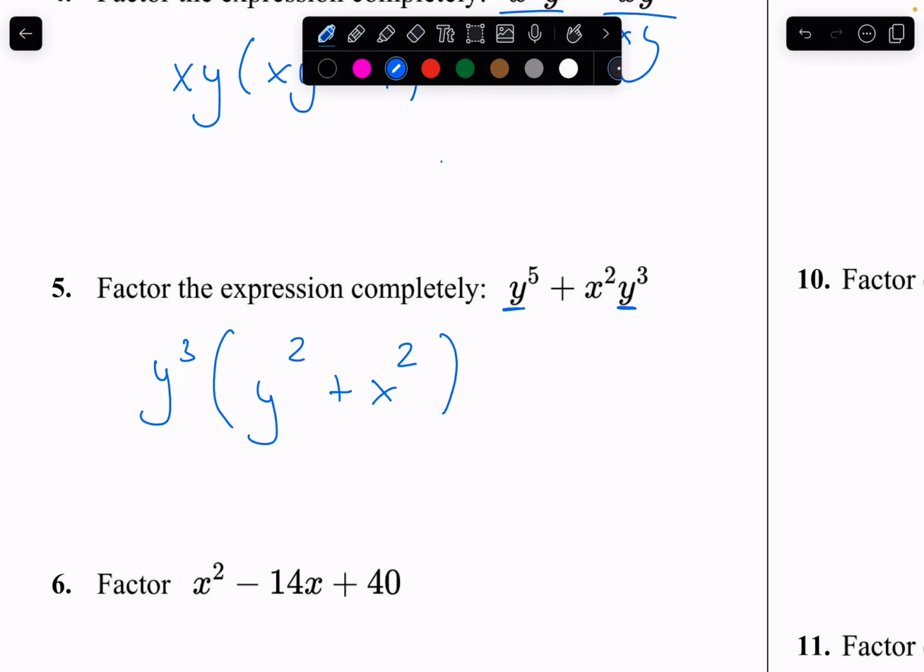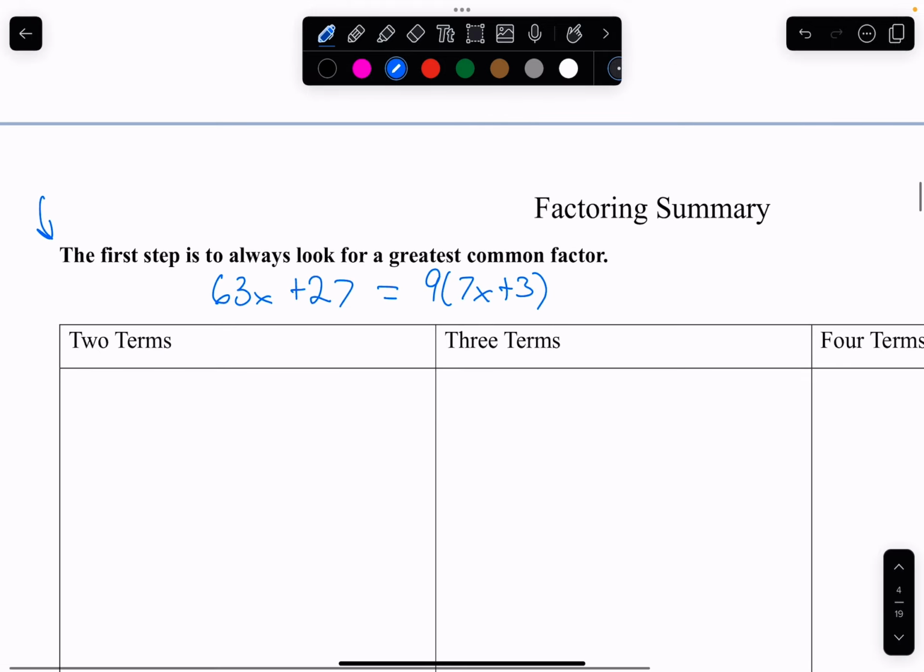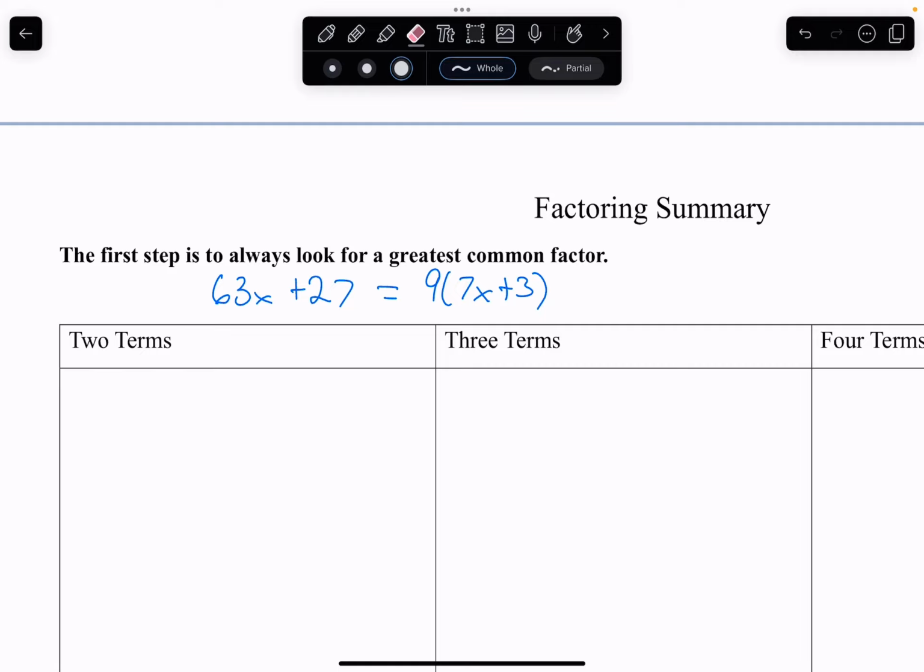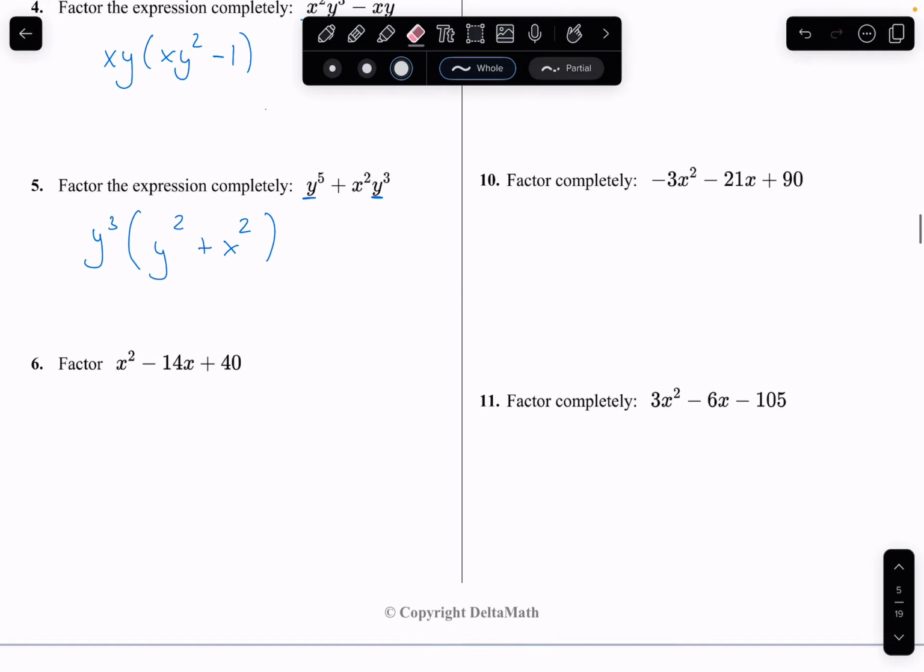All right. Alrighty. So this is an example here of taking out a GCF. Now, like I mentioned, taking out a GCF is the first thing we always look for. All right. So let's go ahead and move on to number 6 here.